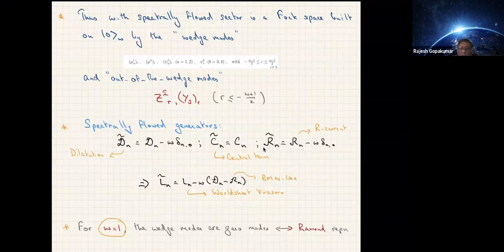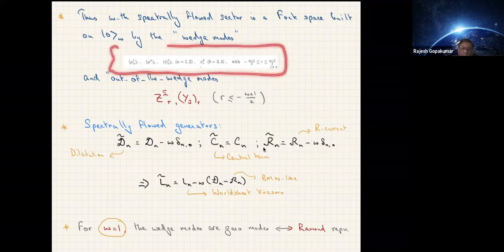So you can consider the Wth spectrally flowed sector. It's a Fock space built out of this vacuum by acting on it with now all the modes which do not annihilate it. There are these modes where R is less than minus (W plus 1) by 2; those don't annihilate it. So instead of the usual negative modes, you have only modes which are negative beyond minus (W plus 1) by 2 that do not annihilate it. Between minus (W minus 1) by 2 and (W minus 1) by 2, there's a set of modes which we call the wedge modes.